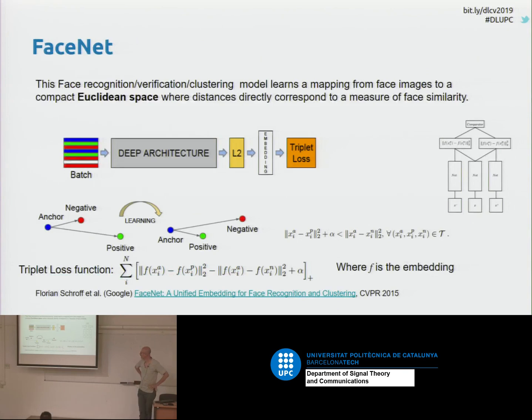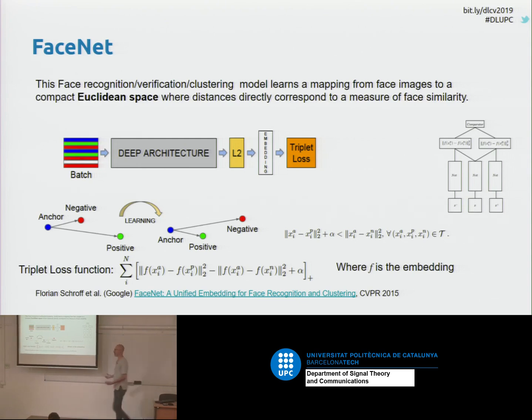Okay. Another approach in this same area is FaceNet, which uses a triplet network. It's very similar to the Siamese network, but in this case you train the network using triplets of images. For each triplet, you have an anchor image, a positive image, that is an image of the same identity as the anchor, and a negative image, that is an image of a different identity from the anchor. So you have an anchor, a positive identity, and a negative identity.